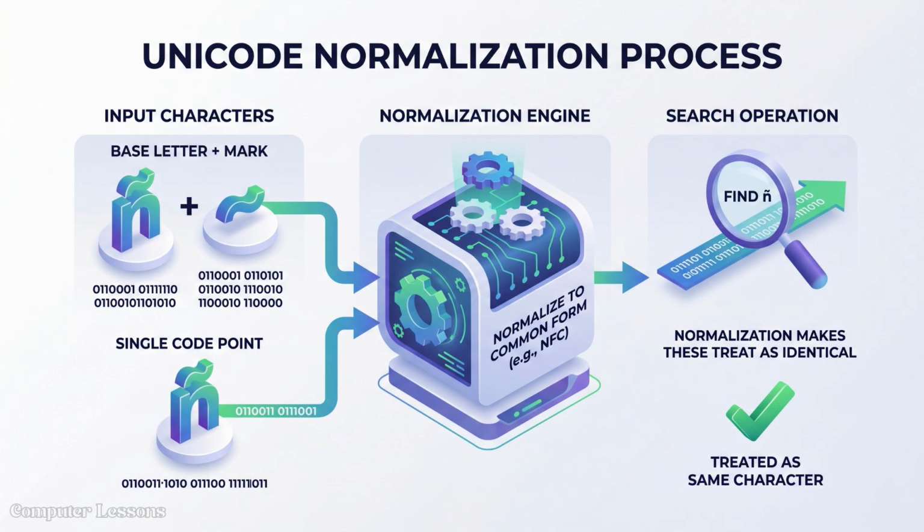Unicode normalization handles the complex problem of characters that can be represented in multiple ways in code. An accented letter might exist as a single code point or as a base letter plus a mark. Normalization ensures that these different binary sequences are treated as identical during search operations.